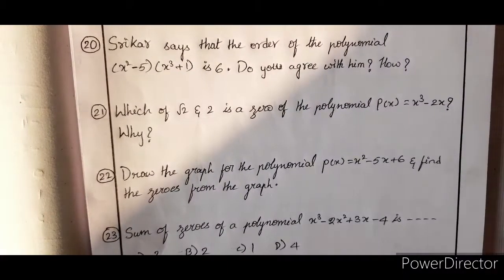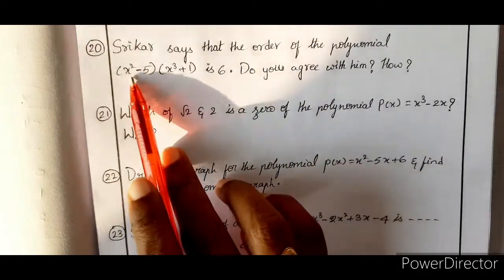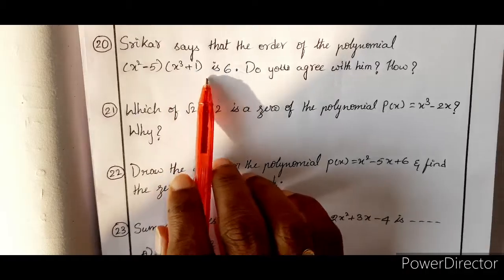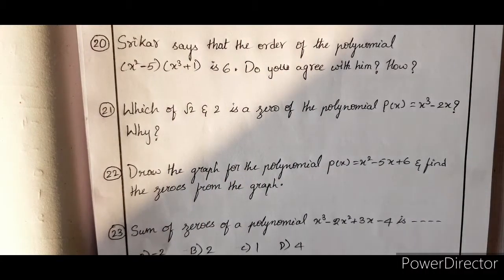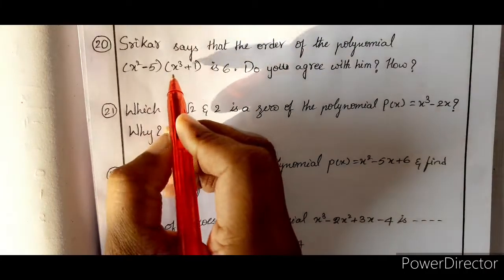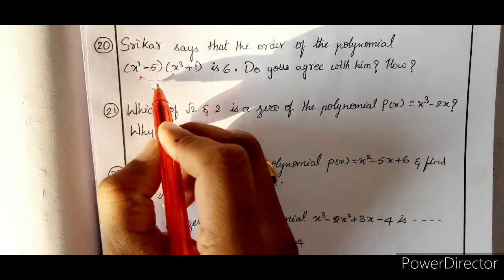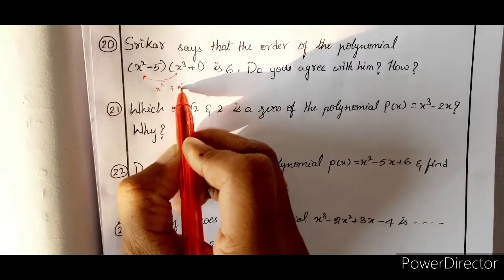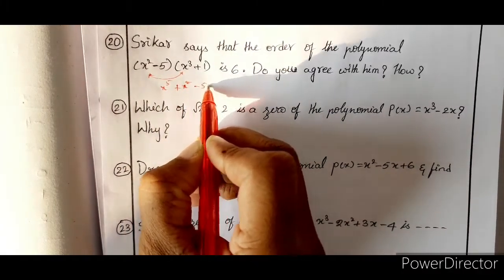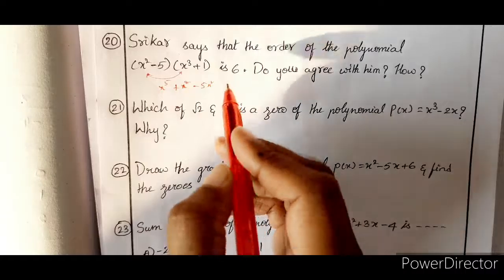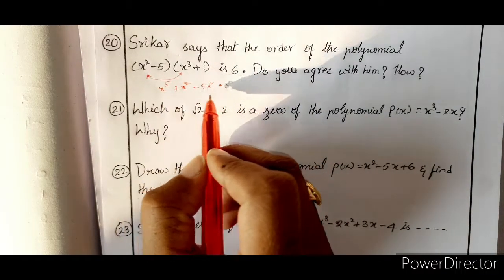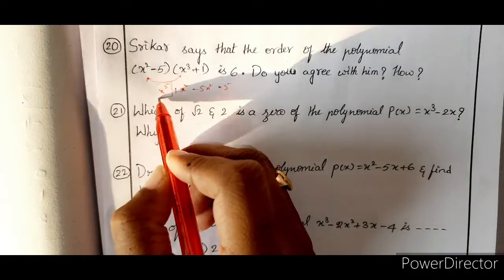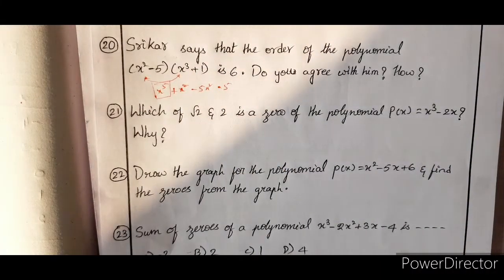So next one. Shrika says that the order of the polynomial x square minus 5 into x cube plus 1 is 6. Do you agree with him? How? So now here when you multiply this, what you will get? X cube into x square, x power 5, x square into plus 1 is plus x square, minus 5x cube, and multiplying minus 5 with 1 gives minus 5. So here we have 4 terms and the highest power term is 5. So therefore order of this is not 6.